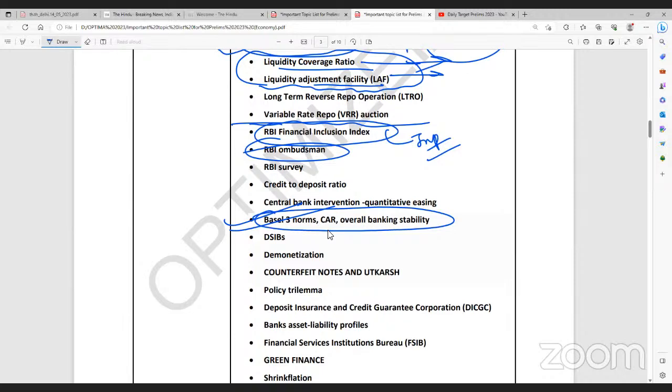Then domestically systemically important banks, very important banks. DSIBs are very, very important. How many banks are DSIBs in India?